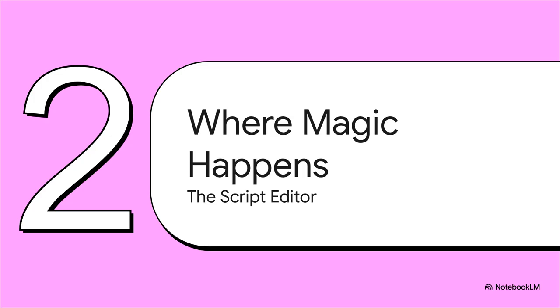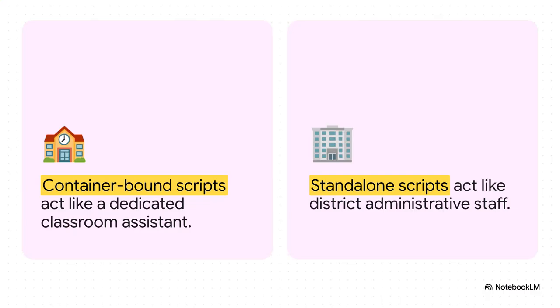Moving right along to Section 2, where the magic happens. There are basically two places you'll find Apps Script, and understanding the difference here is super helpful. First, we have what are called container-bound scripts. I want you to think of these like an assistant dedicated solely to your specific classroom. These scripts are attached directly to a specific Google Sheet, Doc, or Form, and they inherit the permissions of that exact file. Then on the flip side, we have standalone scripts. Think of these more like district-wide administrative staff. They operate independently to do larger, much broader tasks. But for almost everything we're going to do as teachers to make our daily lives easier, we want that dedicated classroom assistant. We want the container-bound script.